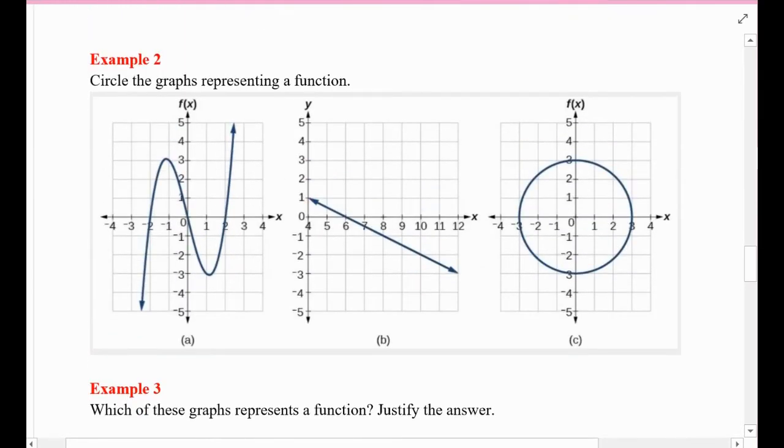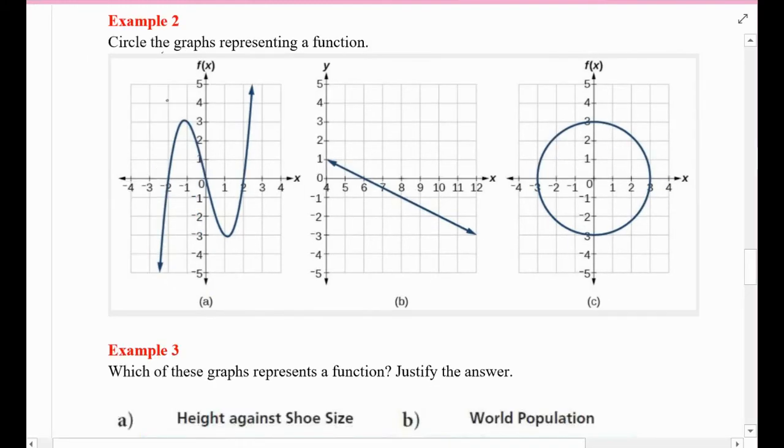Okay, circle the graph representing a function. Let's do a vertical line test, VLT. Passes through only once. Everywhere it passes through only once. Therefore, it's a function. So yes, this is a function.